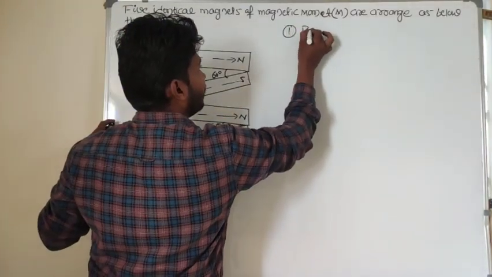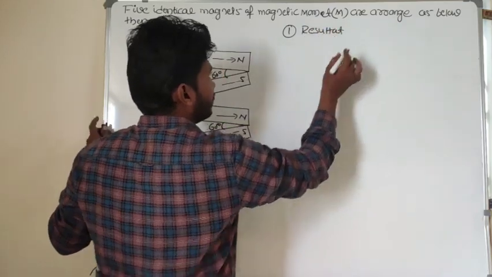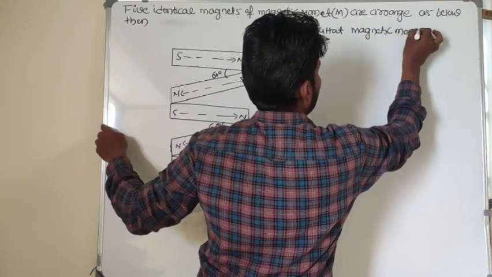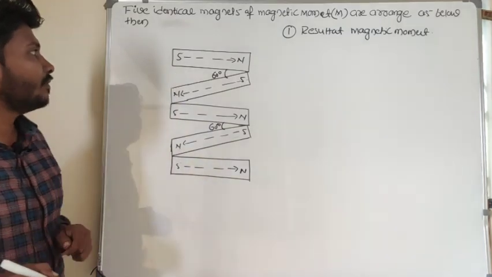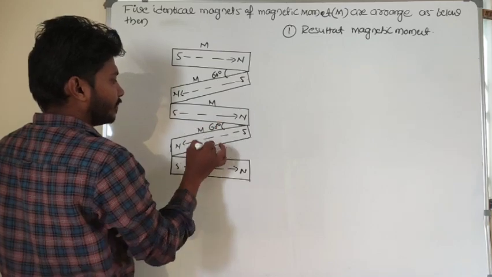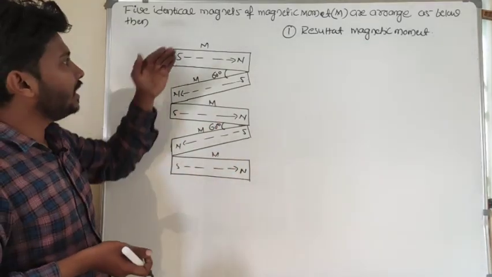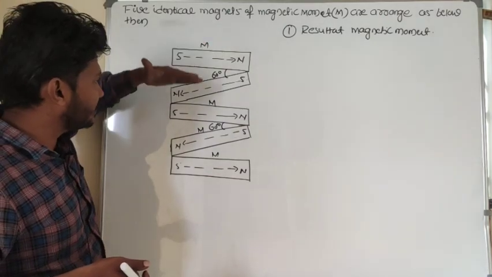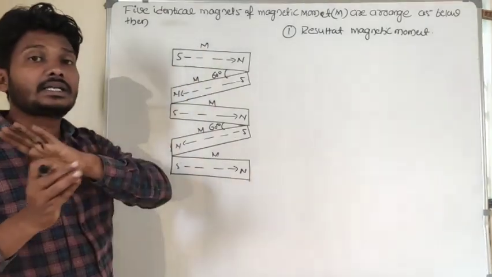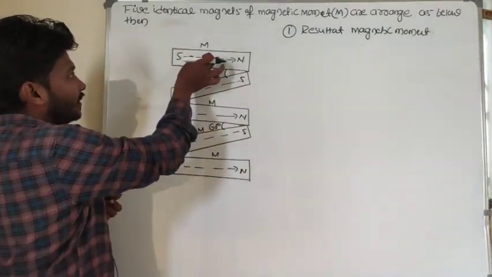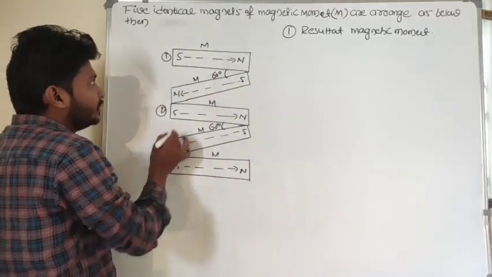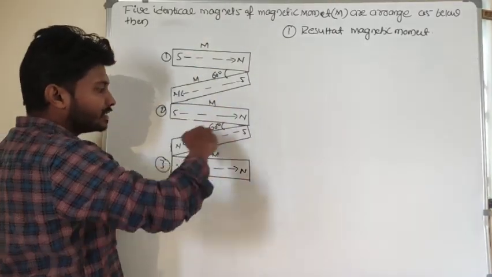First thing I can find out is the resultant magnetic moment. What's the value of the resultant magnetic moment? Each magnet has a magnetic moment m. Look at here. How many magnets are in a horizontal manner? First, second and third. So 3 magnets are in a horizontal manner and all those magnets are along the positive x-axis, right? Look at here, first one, second one and third one. These 3 magnets are in a horizontal direction.